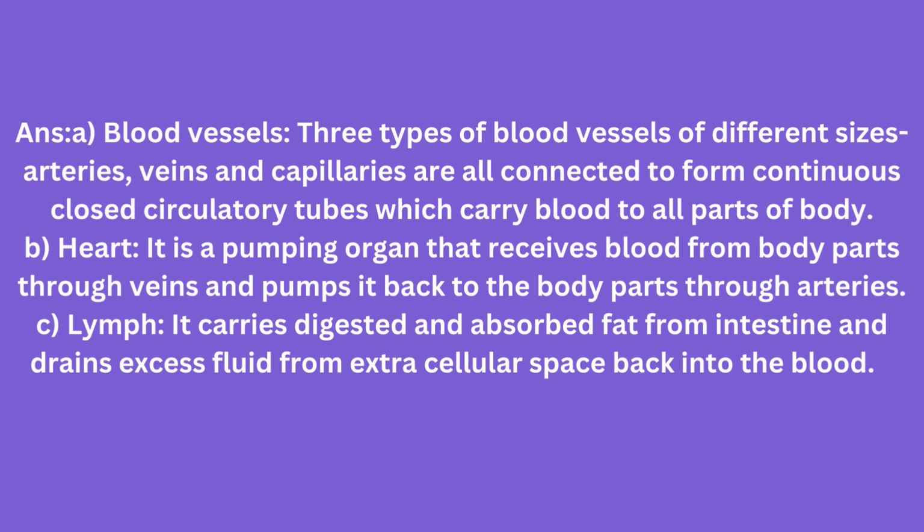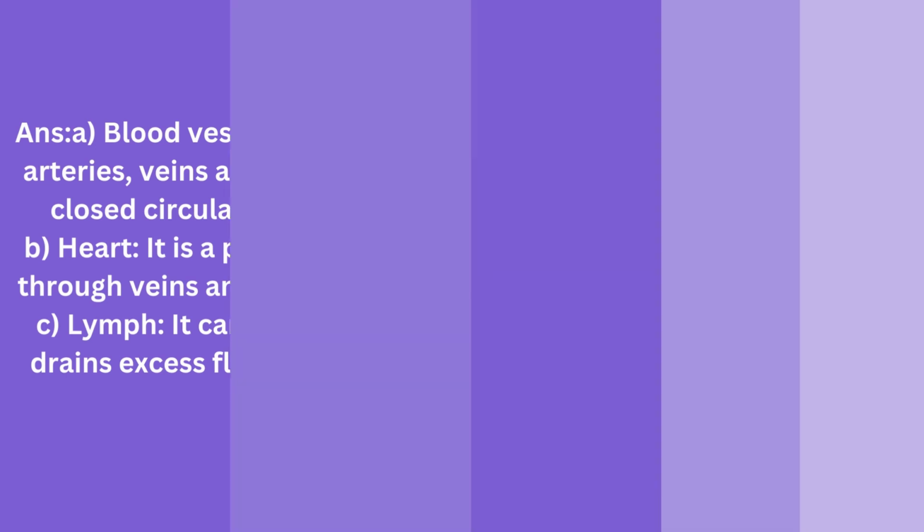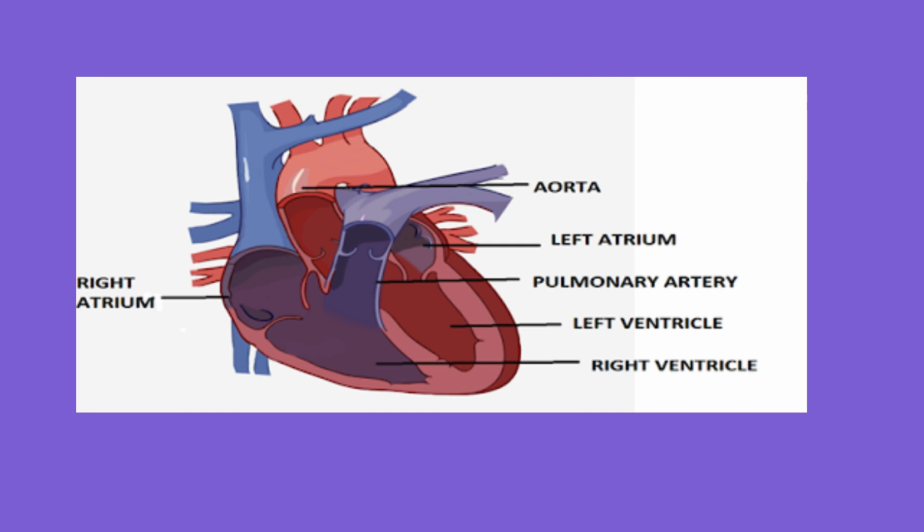B. Heart. It is a pumping organ that receives blood from body parts through veins and pumps it back to the body parts through arteries. C. Lymph. It carries digested and absorbed fat from the intestine and drains excess fluid from extracellular space back into the blood. Here is a diagram of the heart.